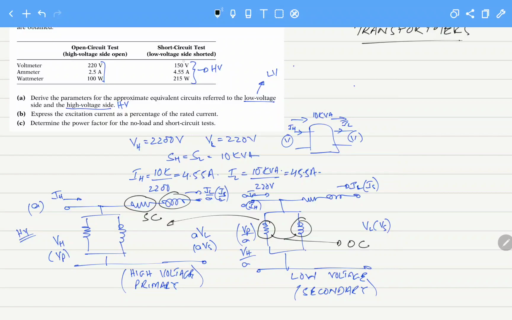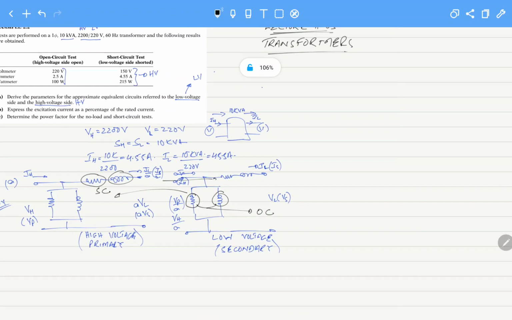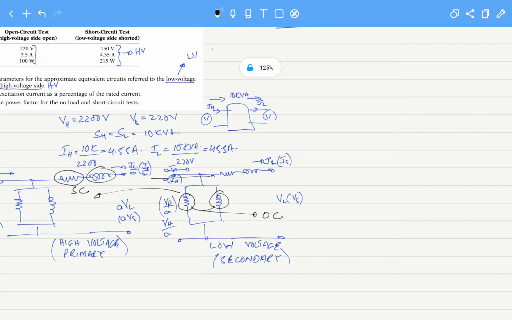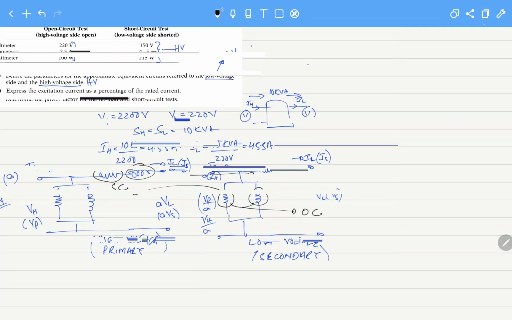Why? Because in the short circuit test the low voltage side was shorted and it was reflected to the high voltage side. So high voltage model values will be calculated, and then I have to refer them to this. This is only one aspect. If you can understand this, the rest is very simple. So this was the aspect that I have explained a second time.